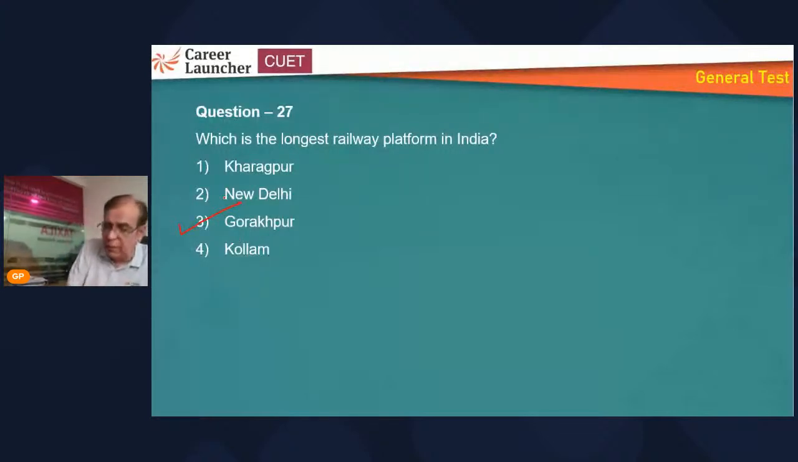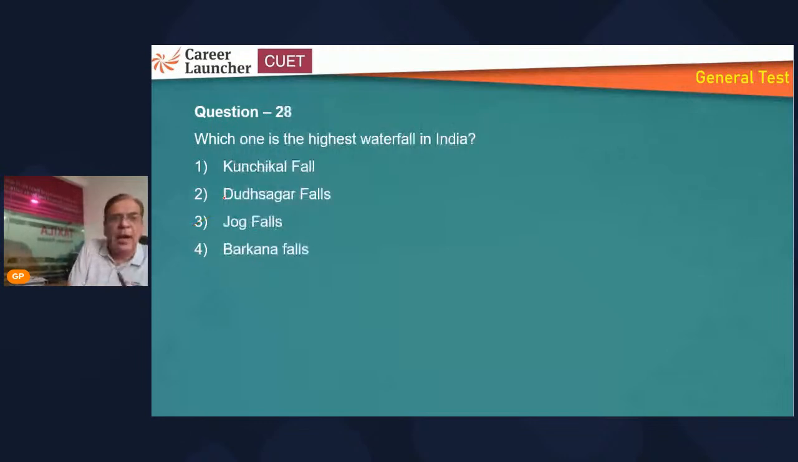Okay, 27 also. Okay, highest waterfalls in India. Highest waterfall, it's not Dudhsagar Falls. It is not. ये तो गोवा में है, ये नहीं है, कर्नाटका में है. And Jog Falls is not there, so it is either Barkana or Kunchikal. I'm not 100% sure, but I think it's Kunchikal. So मैंने इसको round 2 के लिए छोड़ दिया है. Question 28 को भी. Okay.